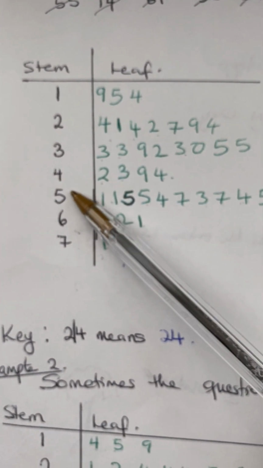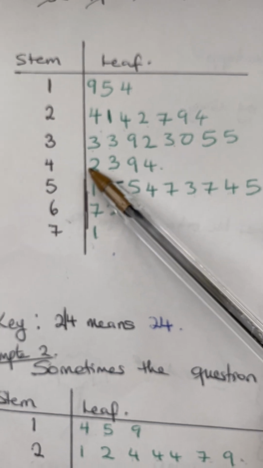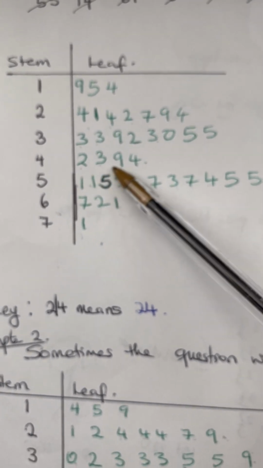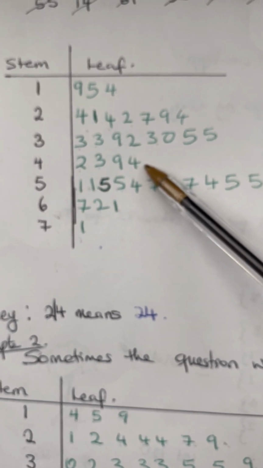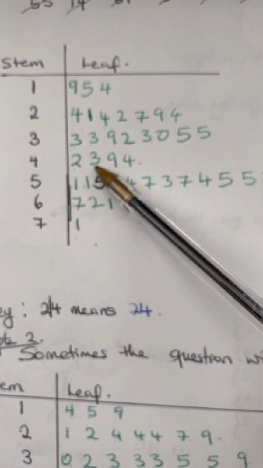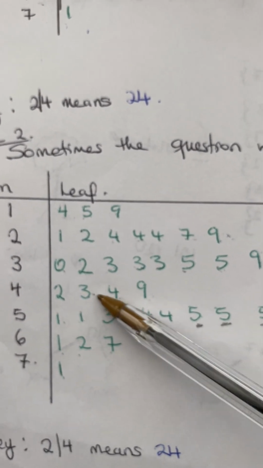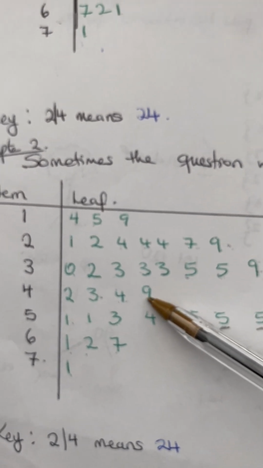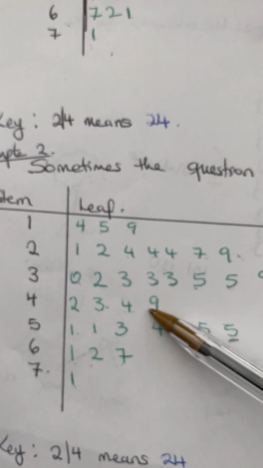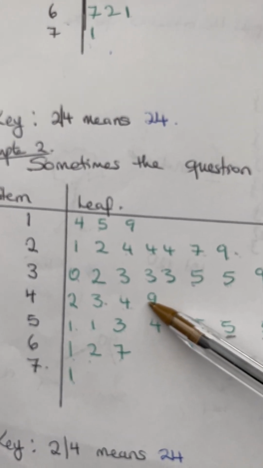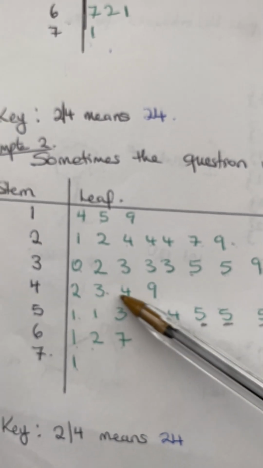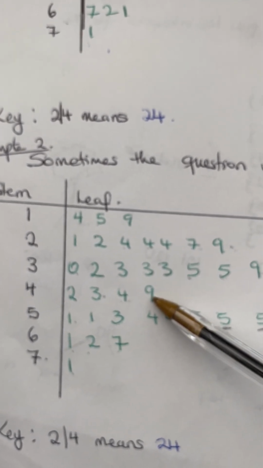Now, in the 40th column, I have 4, 2, 3, 2, 3, 9, 4. So I'll write it as 2, 3, 4, 9. Okay, I'm rearranging them from the lowest to the highest. So now I have 42, 43, 44, and 49.